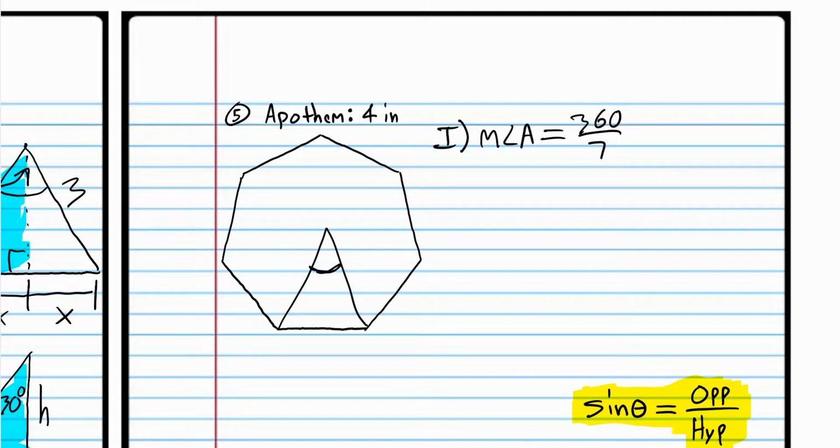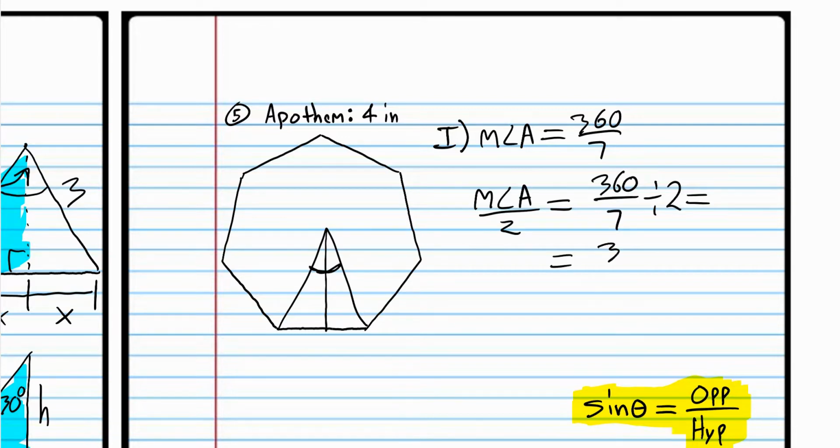Now you want to divide it in 2 as we usually do. So measure of angle A divided by 2, that's just going to be 360 over 7 divided by 2. And when you divide a number, you just flip it.